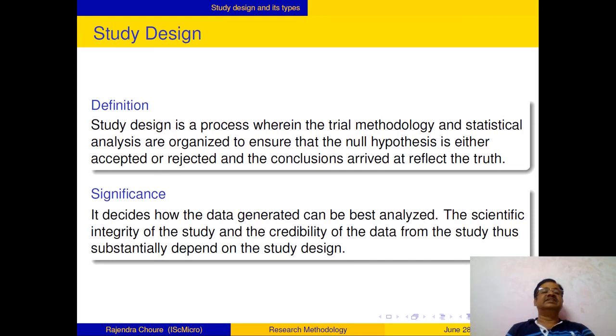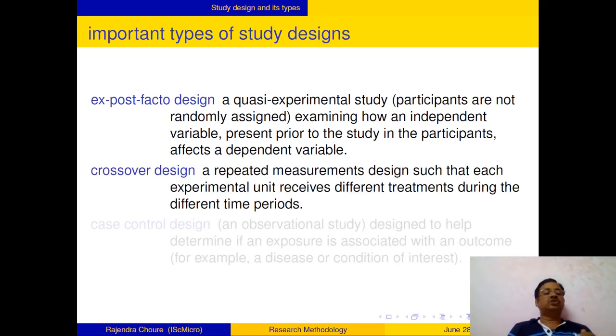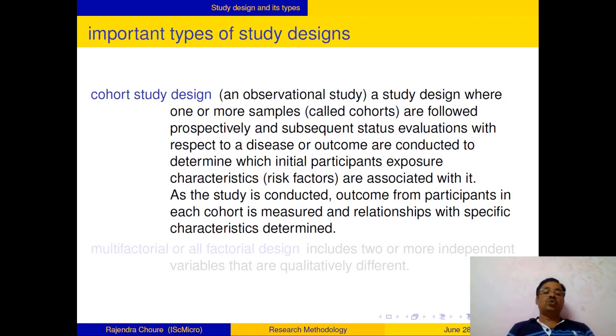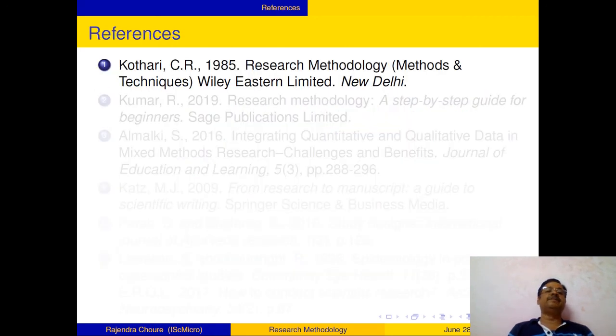Then the significance of study design is that it decides how the data is generated and how the generated data can be best analyzed. The scientific integrity of the study and the credibility of the data from the study thus substantially depend on the study design. If a problematic study design with a flaw is there, then your results or your conclusion will not be reliable. Then different study designs are also there which we are going to study. We are going to study ex post facto design, then crossover design, then case control design, cohort study design, and multifactorial or all factorial designs.